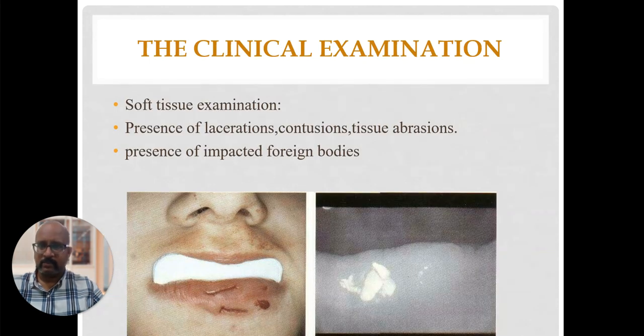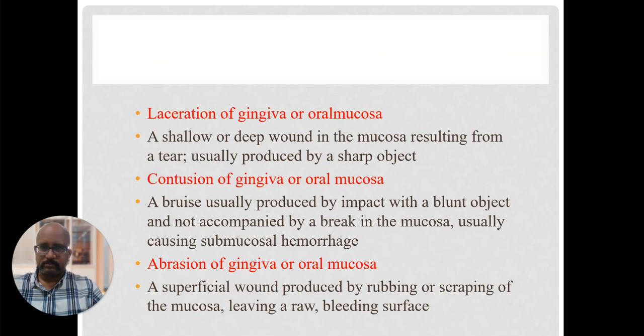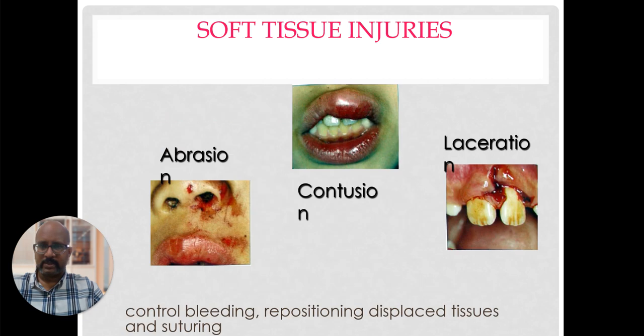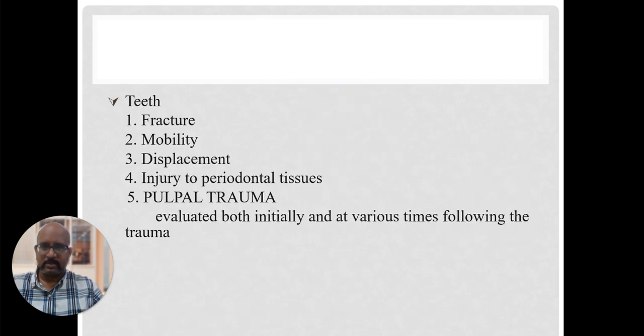In clinical examination of soft tissues, we need to check for lacerations, contusions, tissue abrasion and presence of foreign bodies. Laceration is usually caused by a sharp object. Contusion is caused by a blunt object, where we can see a submucosal hemorrhage. Abrasion is where the surface is rubbed, leaving a raw bleeding surface. So these are the tissue injuries: abrasion, contusion, laceration.